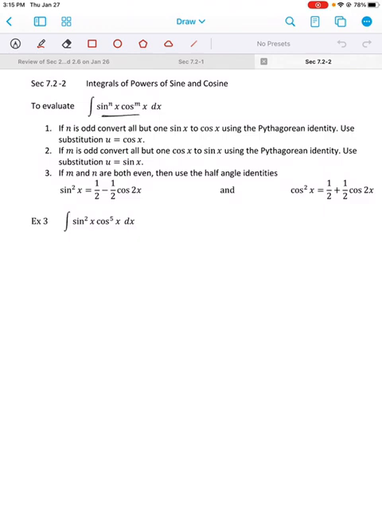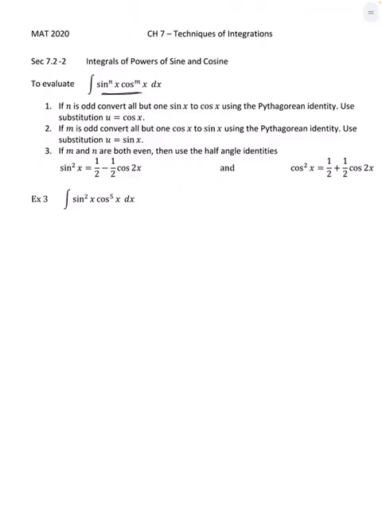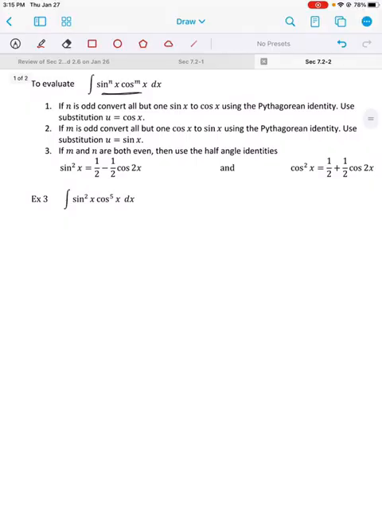If you have a function with n as the power of sine and m as the power of cosine, and n is odd, then m can be anything, odd or even. If n is odd, you will convert all but one sine into cosine using the Pythagorean identity. Remember, the Pythagorean identity is sine squared x plus cosine squared x equals 1. That's what the Pythagorean identity is.